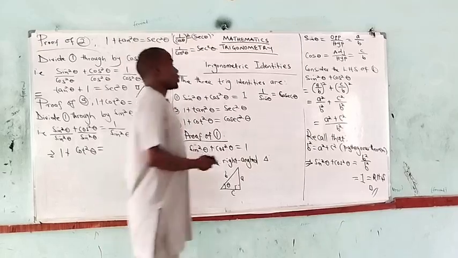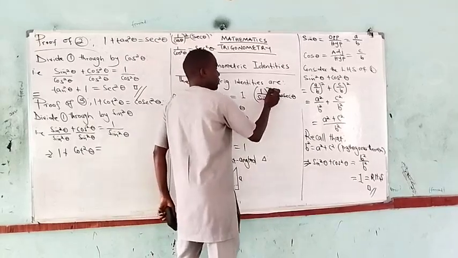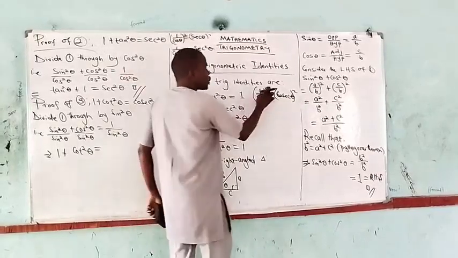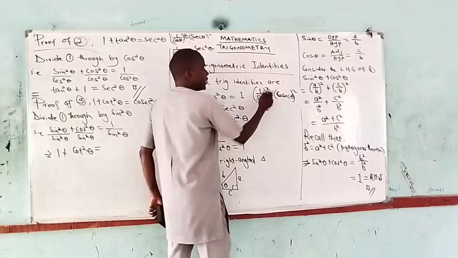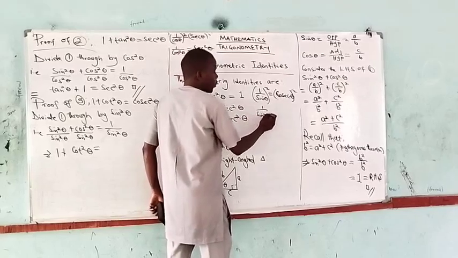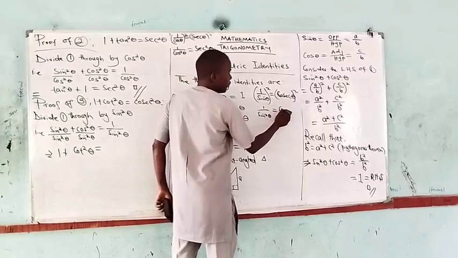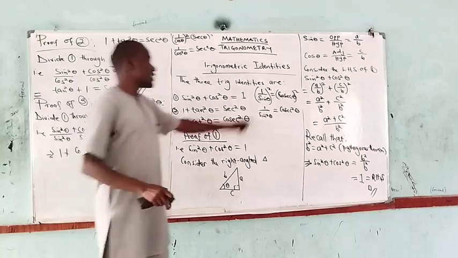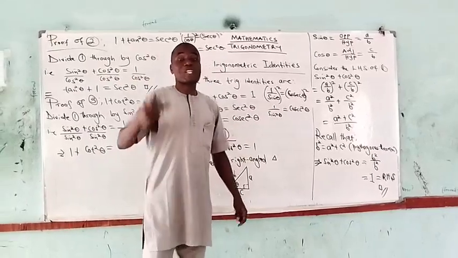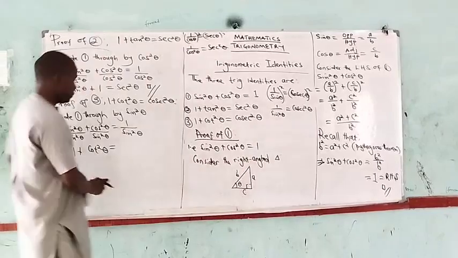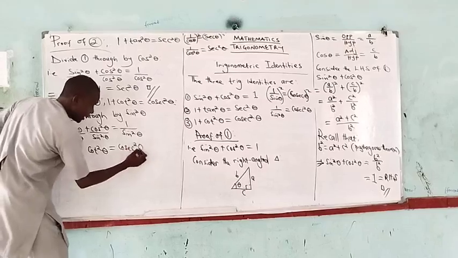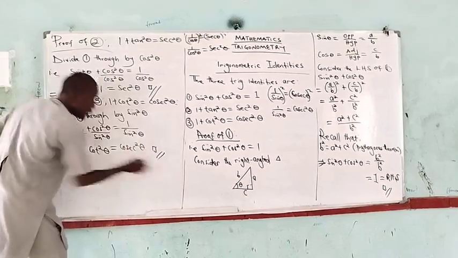Now you square both sides. 1 square is 1, sine theta square is sine square theta, and you have cosec square theta. So 1 over sine square theta is cosec square theta. Hence the proof of identity number 3.